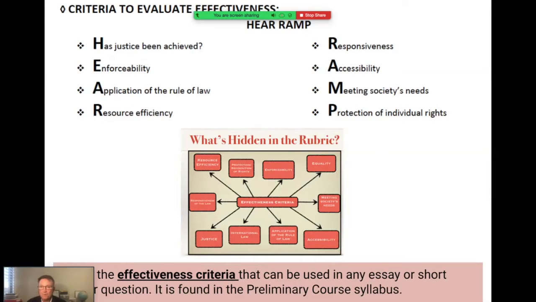Is the law enforced? Is the rule of law applied? Is the legal system operating in a resource-efficient system? On the other side, on the RAMP side, we have the responsiveness of the law. How accessible is the law? Does it meet society's needs? And is it protecting individual rights?